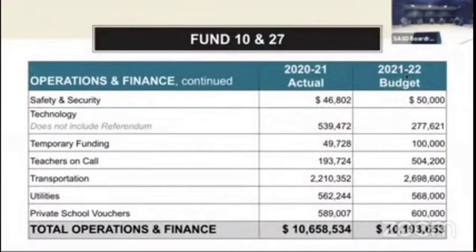Technology does look like quite a decrease, but again, that's similar to the teaching and learning change in that more of the technology spending is getting quoted to the operating referendum this year. Teachers on call, that would be the reverse of the substitute line item in the staffing budget, where that decreased, we see the increase here. And then transportation is per our contract and per the number of routes needed for this year. Next slide, please.